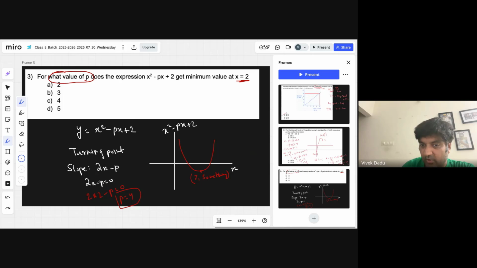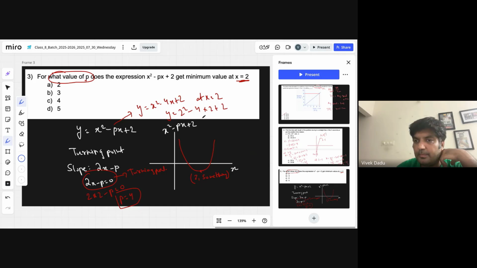So when I say 2x minus p equal to 0, I am talking about the turning point. At the turning point x was 2. So I plugged in 2. What did I get? P. Now you are right. Now you can put P. You can make this as x square minus 4x plus 2. Then at x equal to 2, you can find this value.